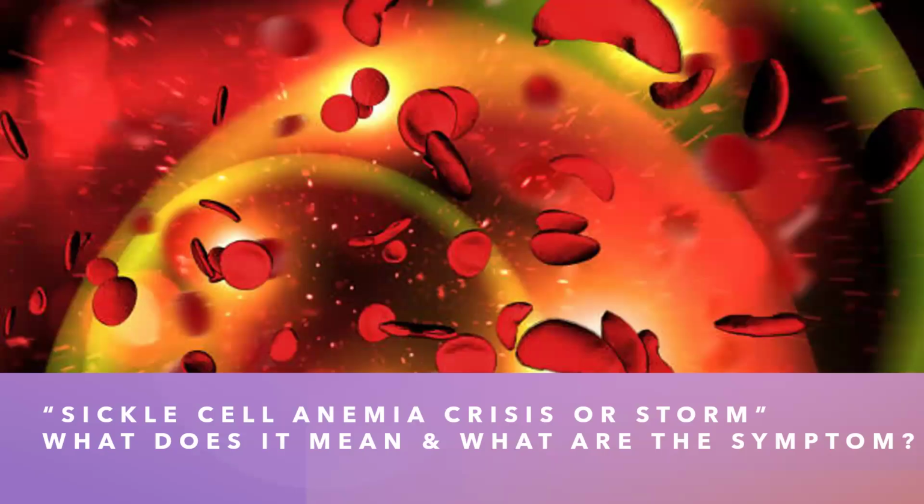Aplastic crisis is another significant manifestation of sickle cell, and that's when the presence of parvovirus B19 challenges the already challenged bone marrow. And so it fails to generate the appropriate number of red blood cells, which can also result in severe anemia.